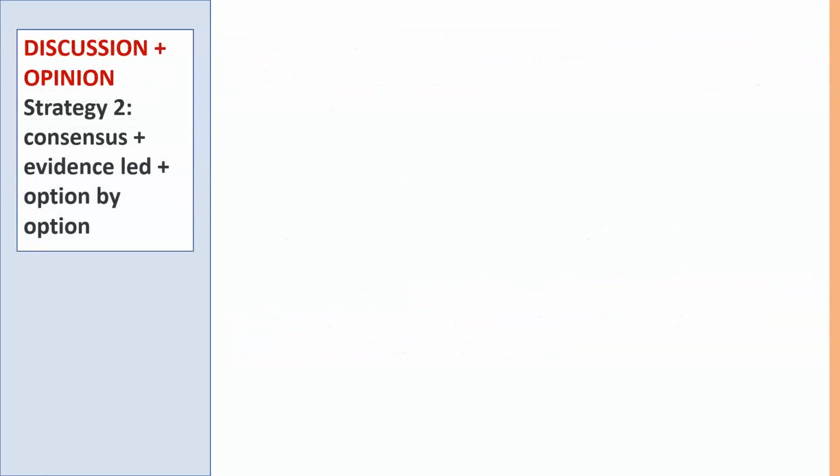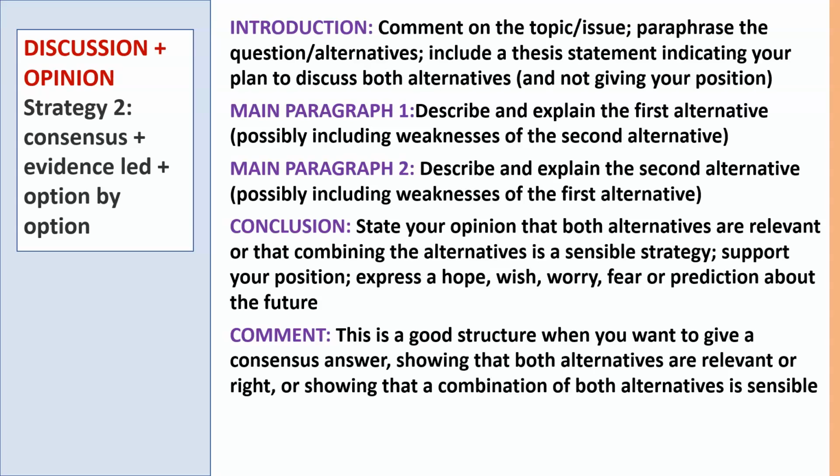So now on to our second strategy, and if you can remember, I was talking before about consensus, and a consensus position is where you find equal support for both sides, for both alternatives. You find a position which includes both of them fairly equally. This is also evidence-led, so our opinion will be in the conclusion, and it's also option by option, so we're writing about one option, then the second option.